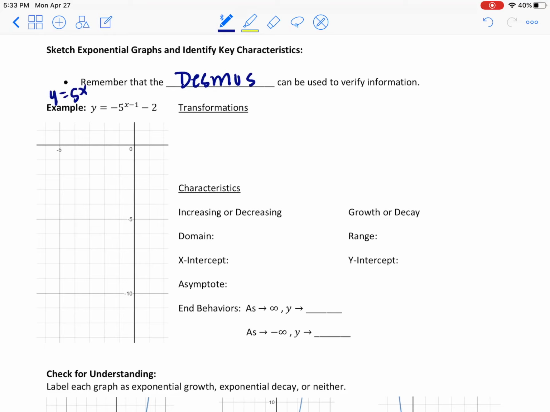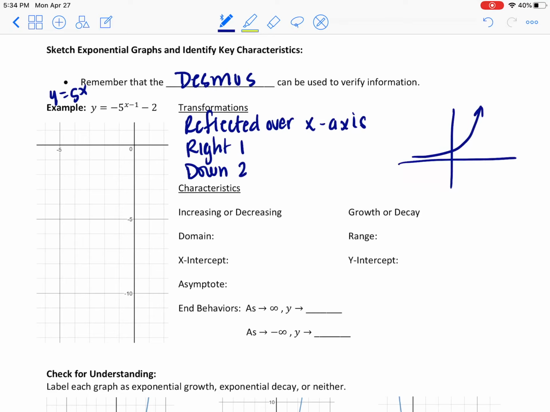And remember, we do have technology. Remember that Desmos could be used, your calculator could be used to confirm what you're doing. So transformations, let's see. First, the parent function in this one is just 5 to the x. Well, if I stick a negative out in front there, it's going to be reflected over the x-axis. If I put a -1 in the exponent, the graph is going to go to the right one. And if I put a -2 after the exponent, the graph is going to go down 2.